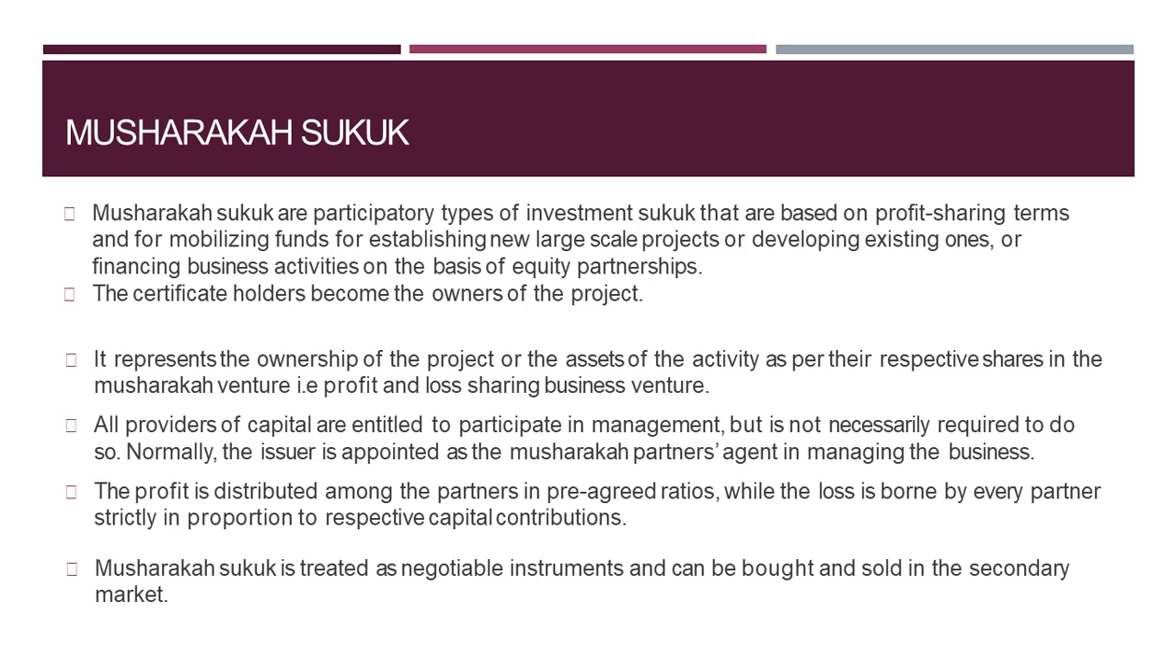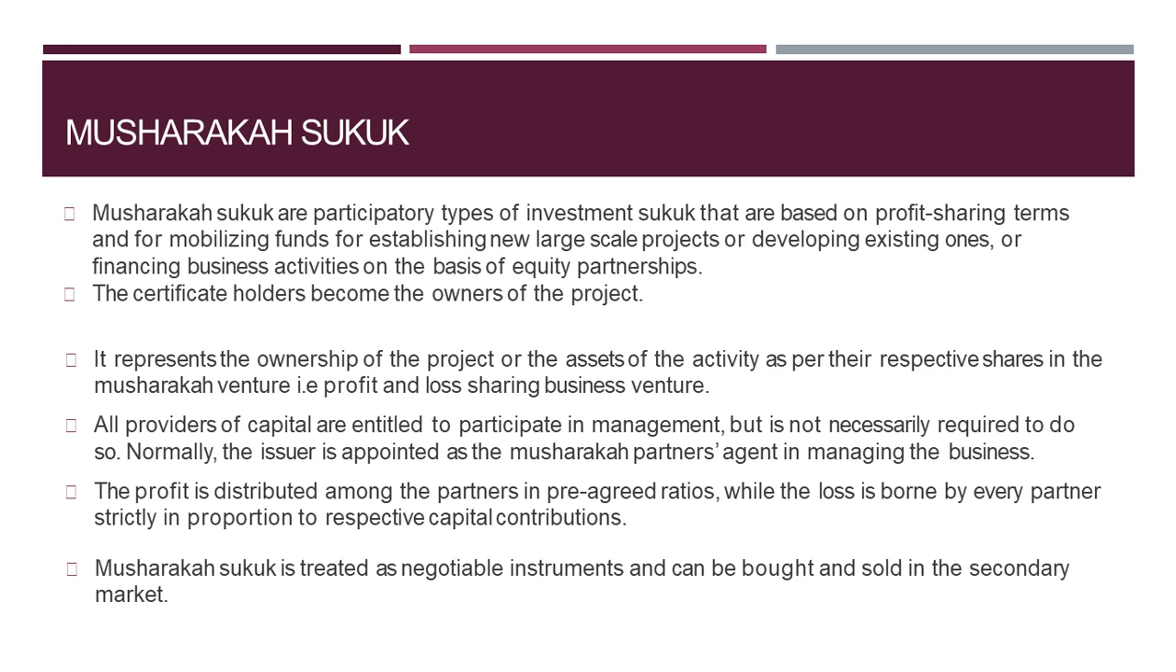But it is not necessarily required to do so. Most of the partners only provide capital and they do not participate in the management decisions. Normally, the issuer is appointed as the musharaka partner who will be the agent for the other partners in managing the business. The profit is distributed among partners in a pre-agreed ratio, while the loss is borne by every partner strictly in proportion to their respective capital contribution. So the profit is distributed on the basis of the agreed ratio and the loss on the basis of capital provided.